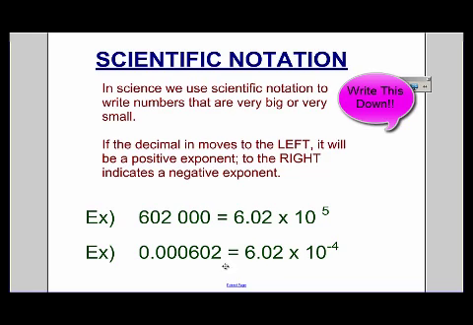Our new number here is 6.02 times 10, and this time it's to the negative 4. If we move the decimal point to the right, it means we're going to have a negative exponent. Or in other words, if it's a small number you started with, you're going to end up with a negative exponent. So let's try that out a couple more times.